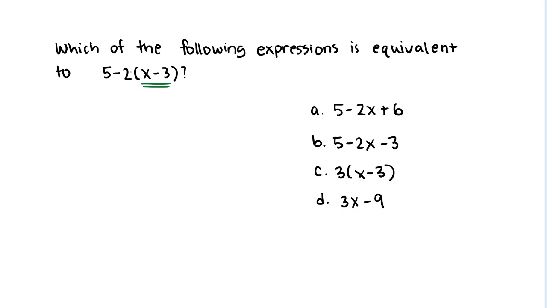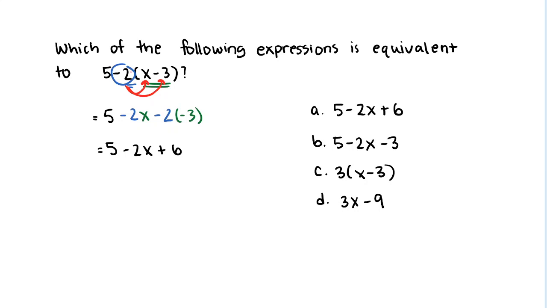But one thing we can do is we can perform the distribution, right? This minus 2 times x minus 3, we know how to rewrite that. Right? This is the same as 5, minus 2 times x, and then minus 2 times negative 3. And what I'm doing is I'm taking this negative 2 and I'm distributing it across each term in that difference. And so this comes out to be 5 minus 2x, and then minus 2 times negative 3, well, that's the same as plus 6.